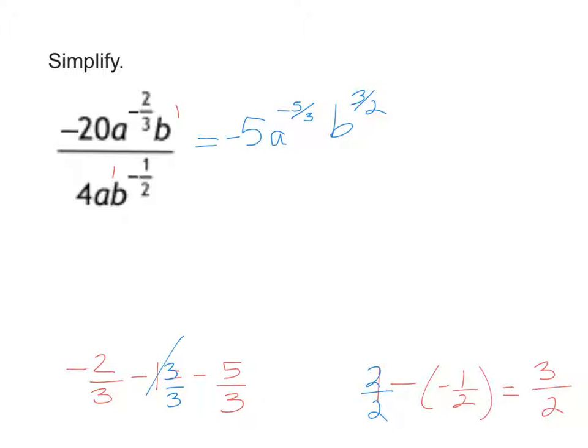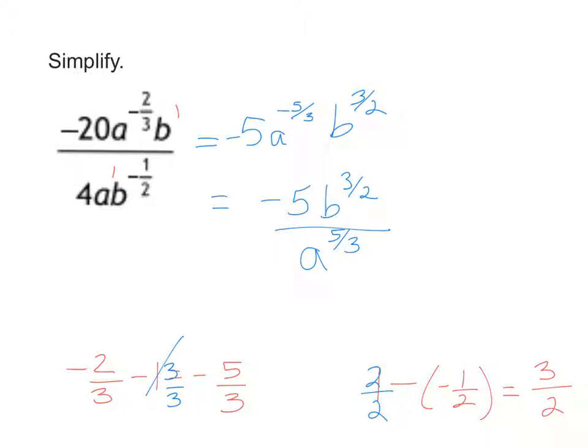One of those three terms has to go into the denominator. Which one goes to the denominator? The negative 5 stays where it is because the exponent on that is positive 1. The b to the 3/2 stays where it is, but the a has a negative exponent, which means you can switch it into the denominator. We don't want to leave negative exponents in the numerator of a fraction. We always put them in the denominator.